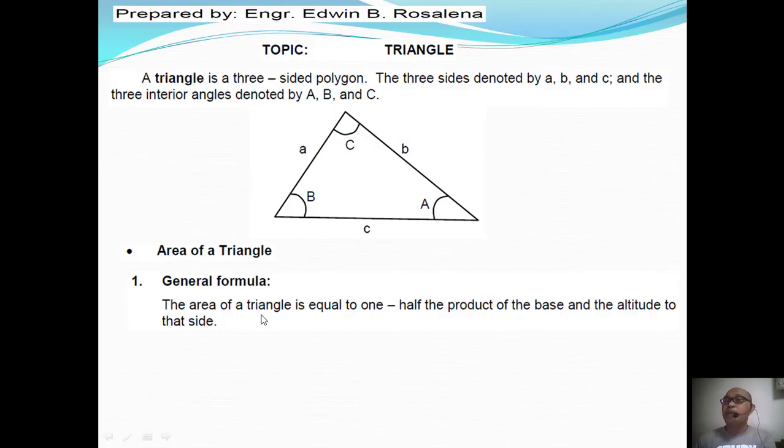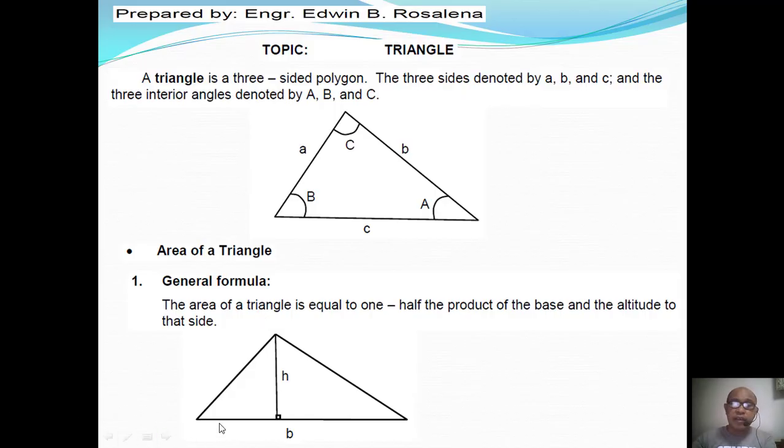So if we know one side, which we call a base, and we know the altitude, or the perpendicular distance from the opposite vertex to that side, then we call it the altitude. As in the figure, the side B here can be taken as a base, and here we have the altitude to that base, H. So the area of the triangle is equal to 1/2 base times the altitude.